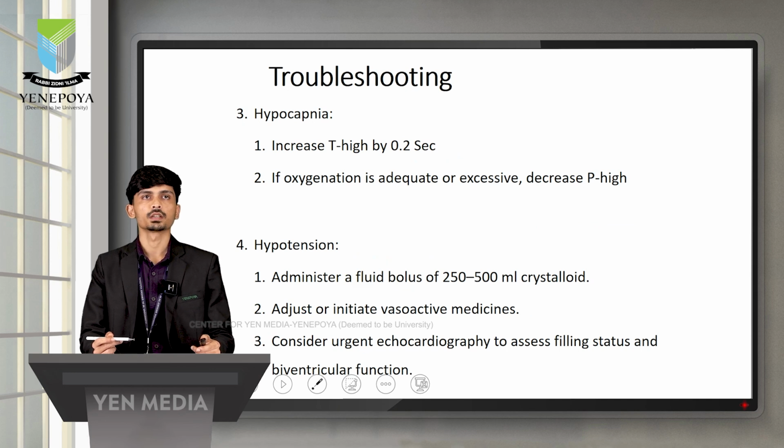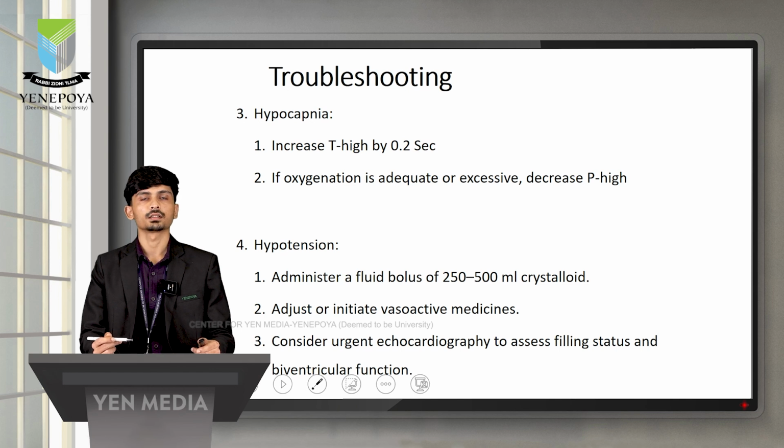The next problem that you might face is hypocapnia. This is not that common, but you might still face it. What you will do is increase the T high by 0.2 seconds. If that doesn't work, you can go ahead and decrease the P high, only if oxygenation is adequate or excessive. Then you will reduce the P high. But the primary objective of putting a patient on APRV mode of ventilation is to optimize the oxygenation and not CO2.